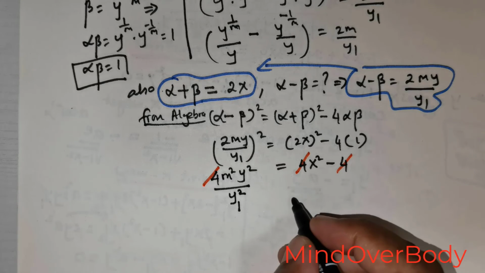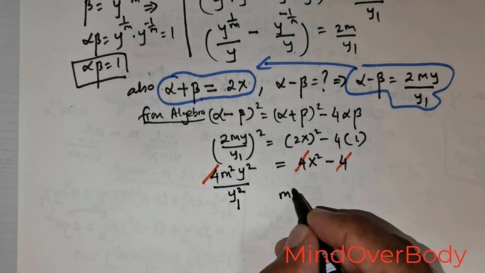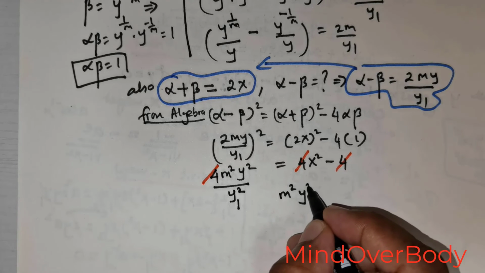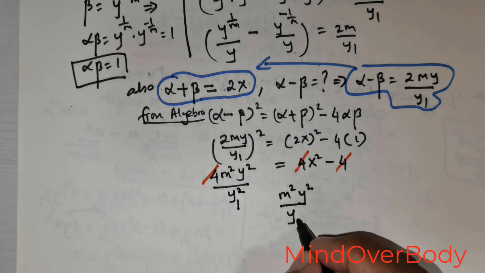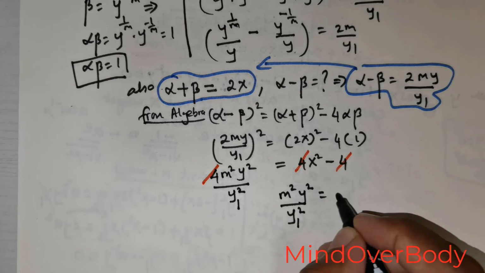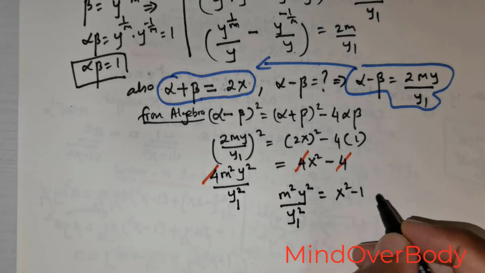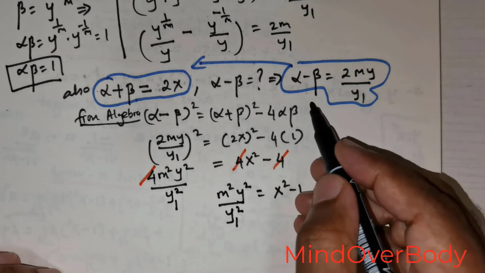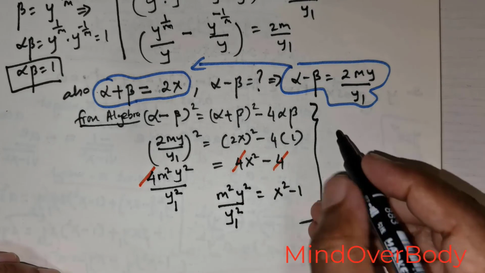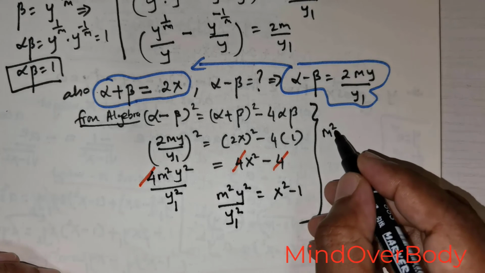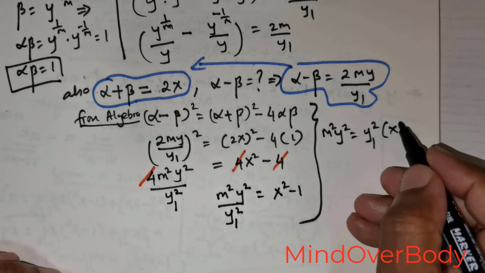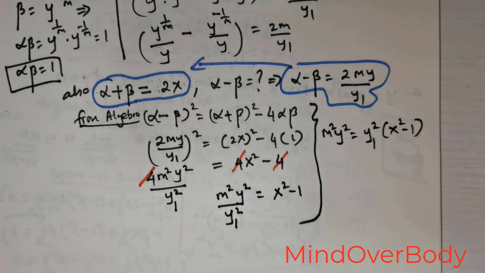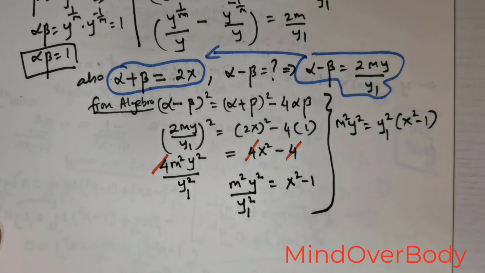So this would now give me m squared y squared divided by y1 squared is equal to x squared negative 1. Now what I wish to do is, let me use this space here. I can rewrite this as m squared y squared is equal to y1 squared times x squared negative 1. So fair enough, that's a nice way to get to the point.